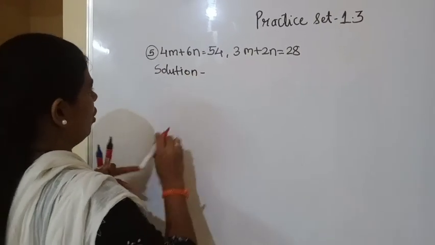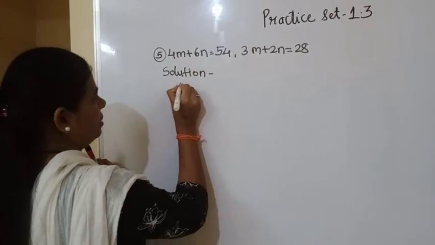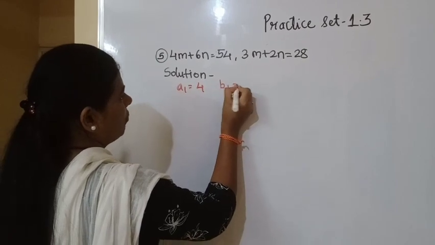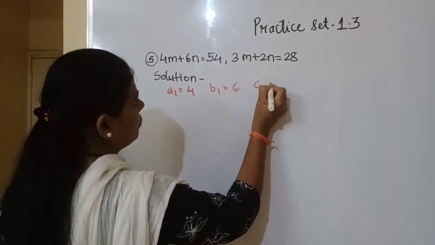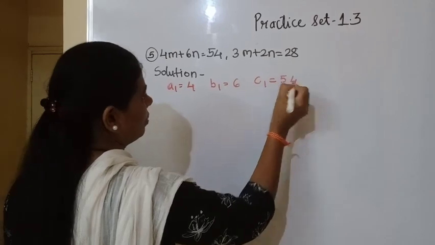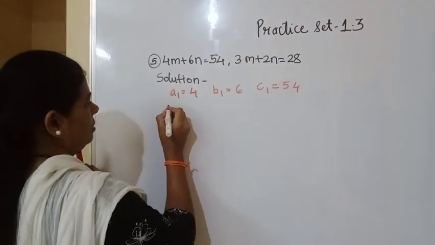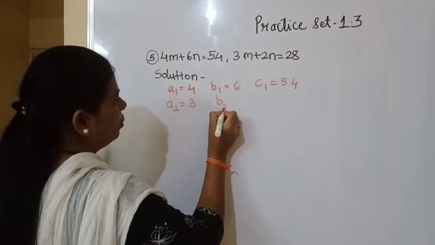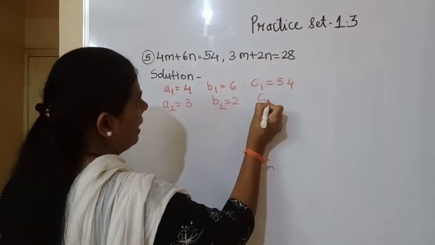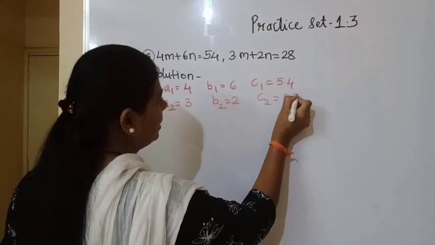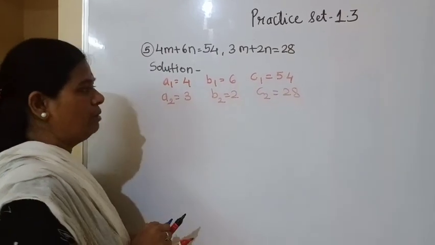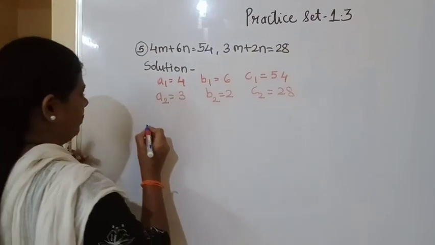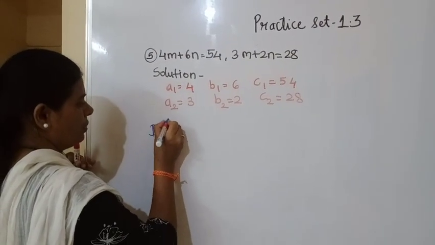Okay. Now the values of the first equation: a1 equal to 4, b1 equal to 6, and c1 equal to 54. Now the second equation: a2 is 3, b2 equal to 2, and c2 equal to 28. So these are the values of a1, b1, c1 and a2, b2, c2. Now we will find the value of d.